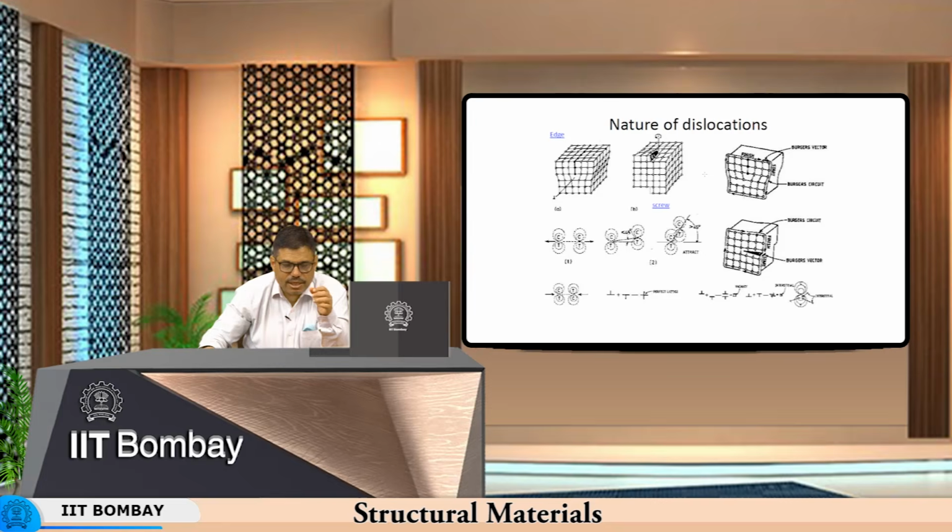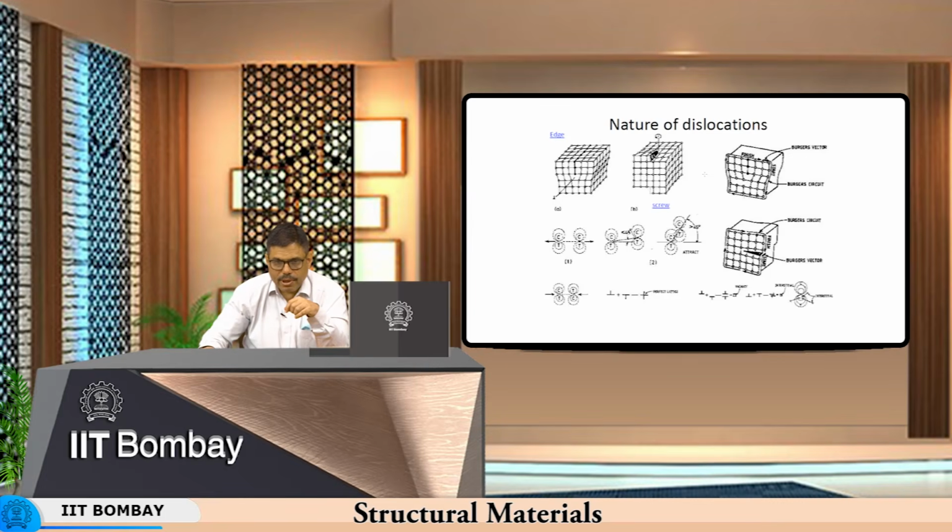So, if the angle is less than 45, the repulsion will tend to reduce, and therefore, the material will still tend to behave harder, but not as hard as this condition. What happens if the angle is greater than 45 degrees? You have compression and tension of the neighboring dislocations coming together.